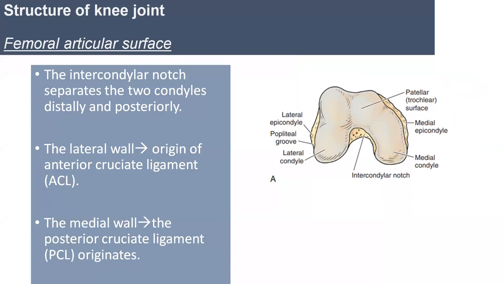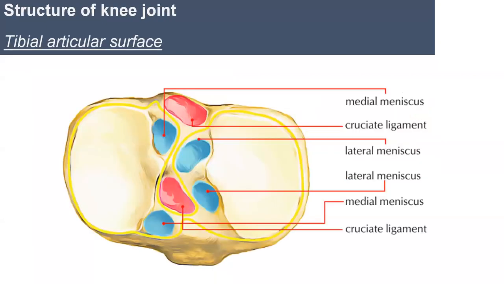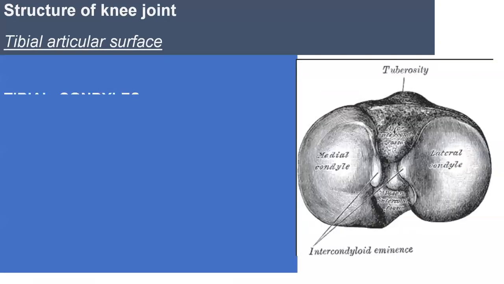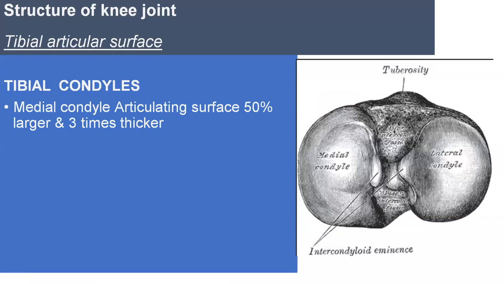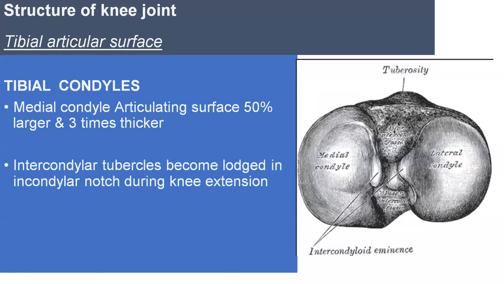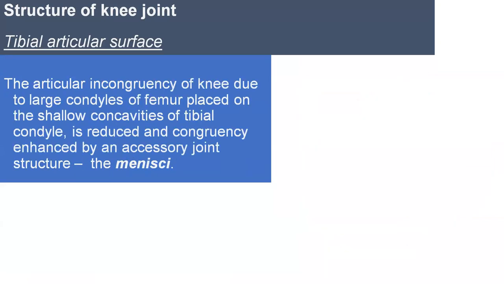The lateral wall will give origin to the anterior cruciate ligament, and the medial wall will give origin to the posterior cruciate ligament. Coming to the tibial articular surface, the medial condyle articulating surface is about 50% larger and 3 times thicker, and the intercondylar tubercles become lodged in the intercondylar notch during knee extension. The articular incongruency of the knee, due to large condyles of the femur placed on the shallow concavities of the tibial condyle, is reduced and congruency is enhanced by a structure, the menisci.